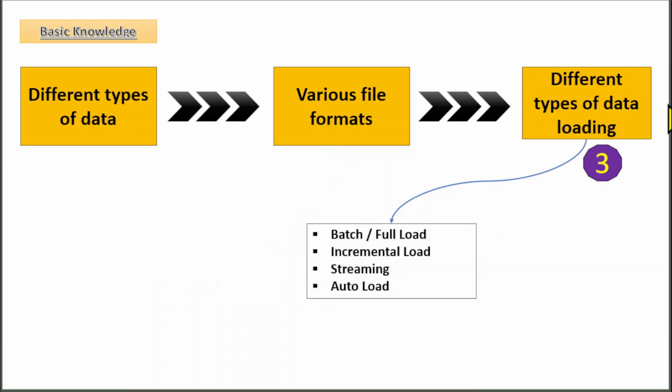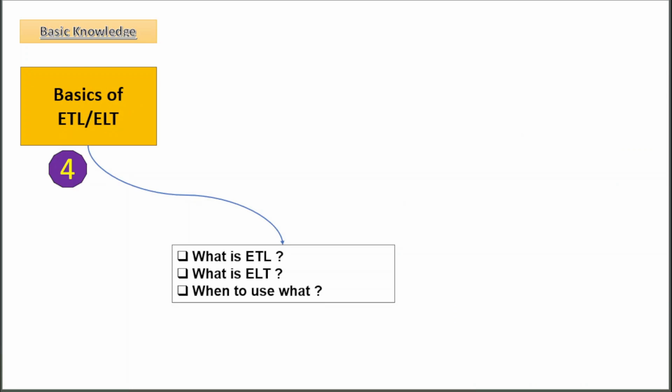Third thing, you should know about various types of data loading such as batch processing, full load, incremental load, streaming, auto loading, etc. At least the meaning of these terms you should know. In detail, we will see them in our core topics, but for now, you should know the meaning of these terms. Fourth thing, you should know what the ETL and ELT process is, what extraction, transformation, and loading are, what it is used for, how it is done, and what tools are available in the market. This overview of ETL processing you should know.